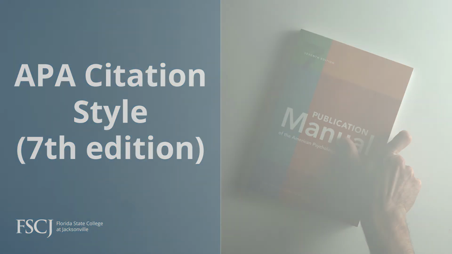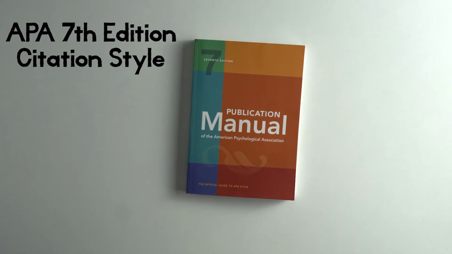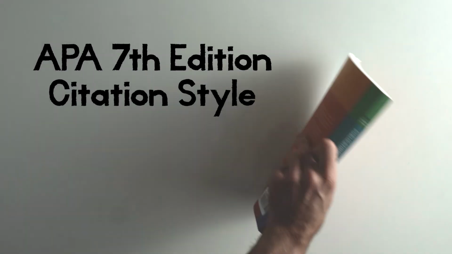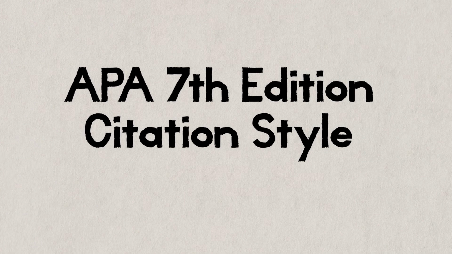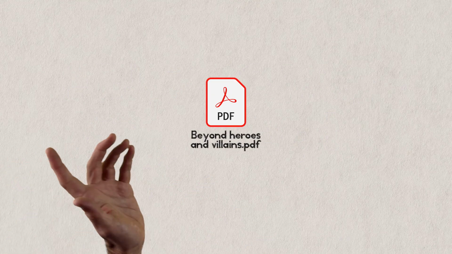I'm going to walk you through citing an article from one of FSCJ's library databases according to APA 7 citation style. This will go pretty fast because the point of this video isn't to tell you everything there is to know about APA citation style. There's just too much. The point is to demystify the process a bit.